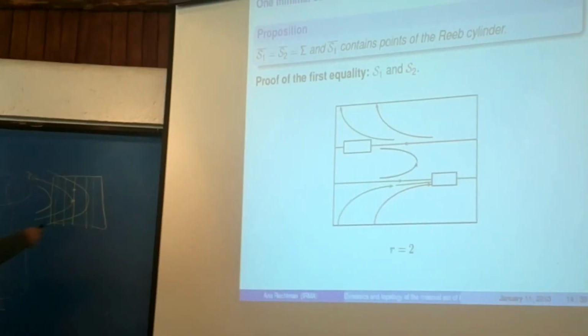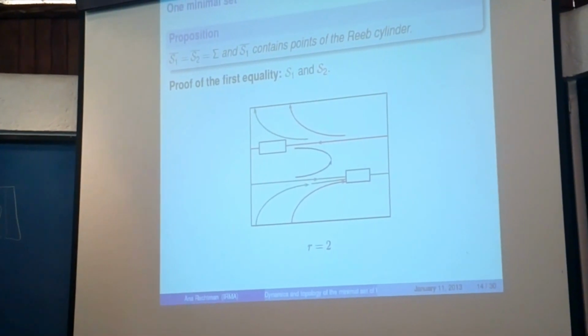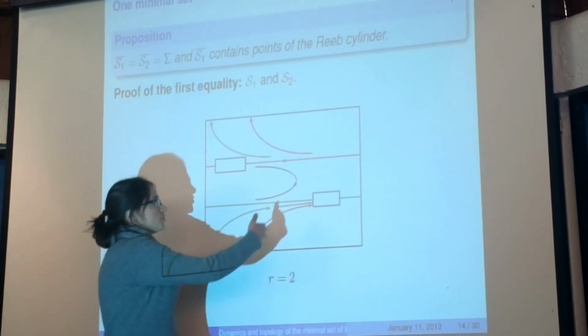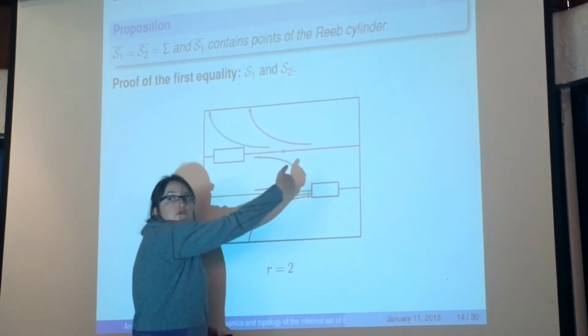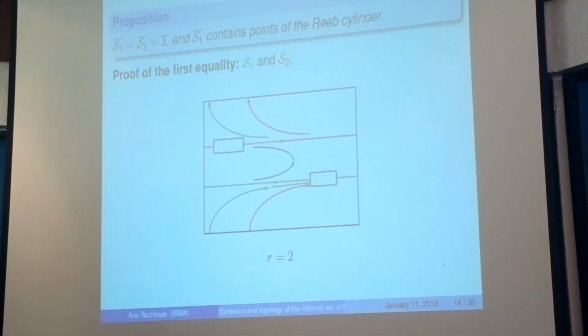And now what I want to tell you is why this closure contains points of the Reeb cylinder. So instead of looking at this picture, what I want to look at is a small transversal in the entrance, the entrance of the first insertion.